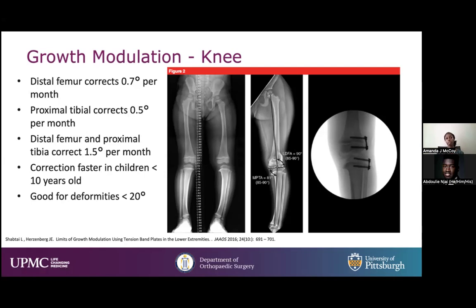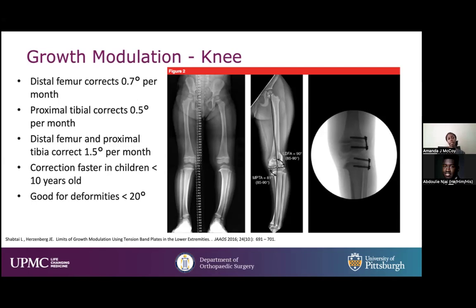Generally the distal femur will correct about 0.7 degrees per month, and your proximal tibia corrects about 0.5 degrees per month. But when you put them together, you can get 1.5 degrees of correction. Generally correction will occur much quicker in children who are less than 10 years old. Guided growth is very good for deformities that are a little bit less than 20 degrees. When you get to deformities that are greater, sometimes you still have to consider osteotomies in addition to guided growth.